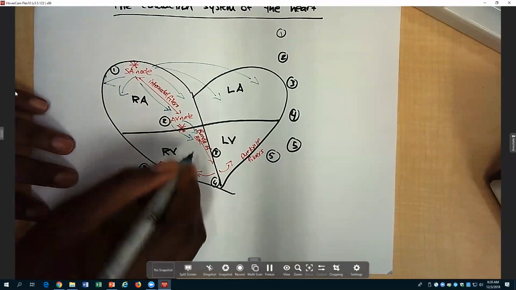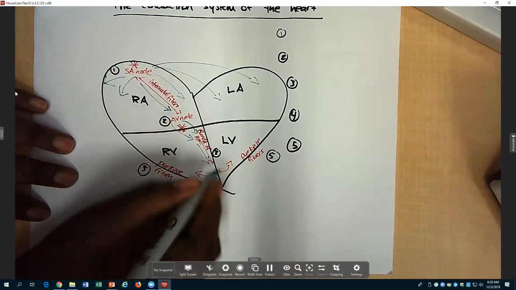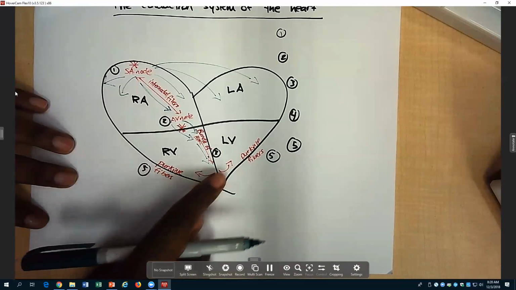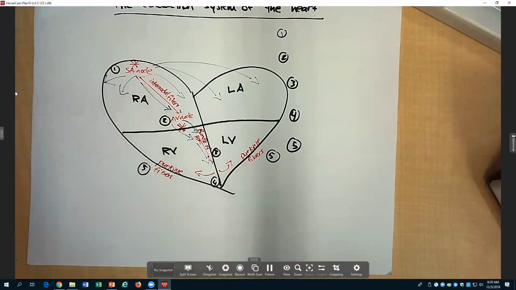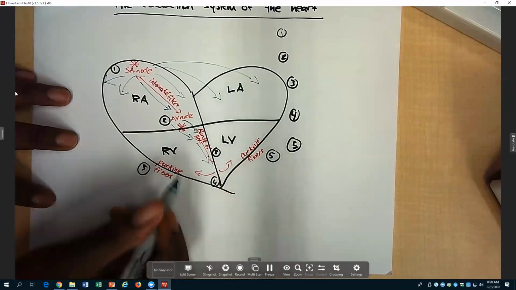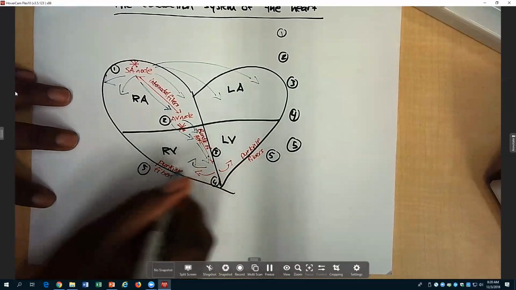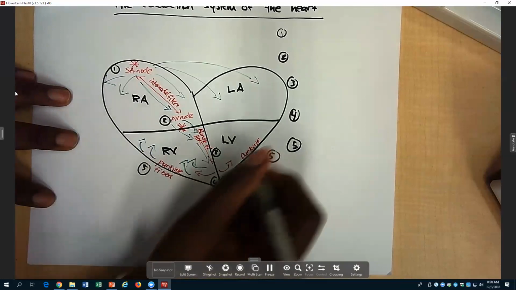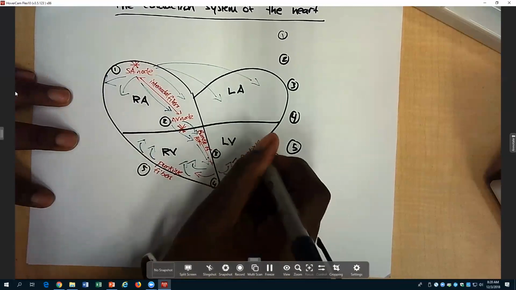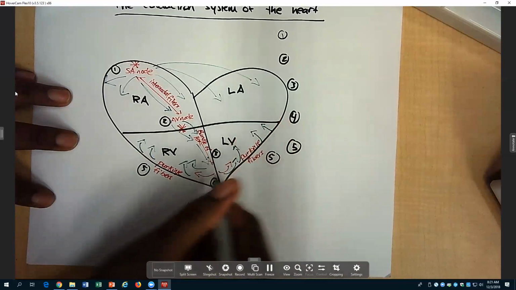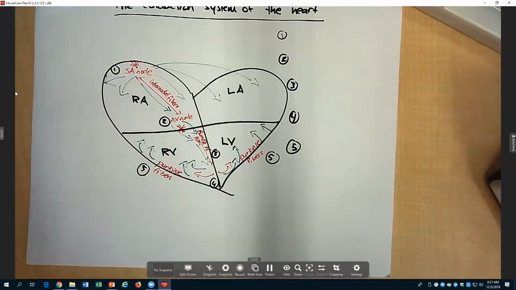Right? And from the bundle of His, it's going to make its way down. So there are bundle branches going to the left and bundle branches going to the right, because this sort of splits off as it gets to the apex of the heart. Now this impulse is going to travel up the Purkinje fibers. This is going to go down to the base of the heart and then make its way up from the Purkinje fibers. Okay?